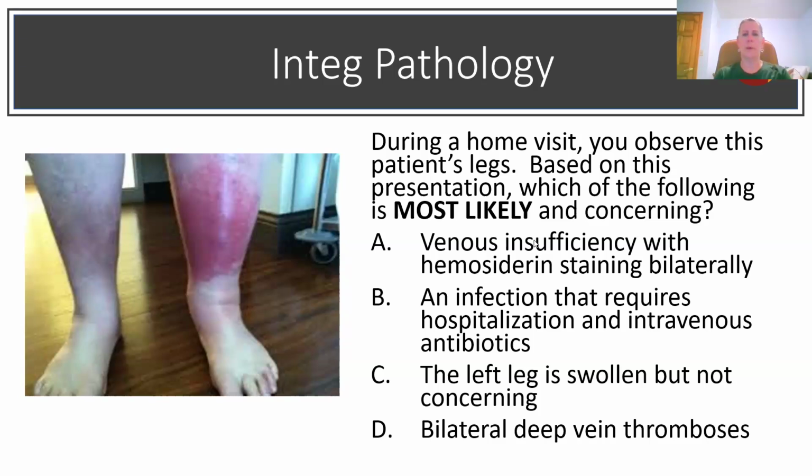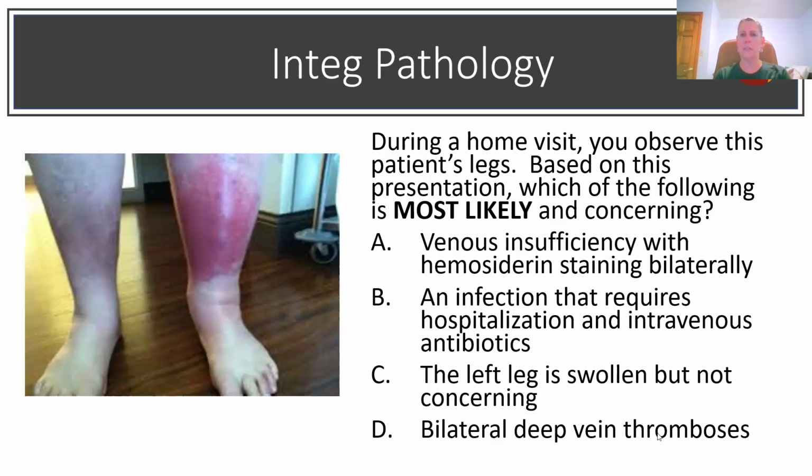Am I most concerned about that? I don't know. I got to keep reading. An infection that requires hospitalization and intravenous antibiotics. This leg does look like it could be infected. So that is more concerning to me than the fact that they have venous insufficiency and hemosiderin staining. I'm more concerned that they have an infection and they may need IV antibiotics. Okay, I like B better than A.